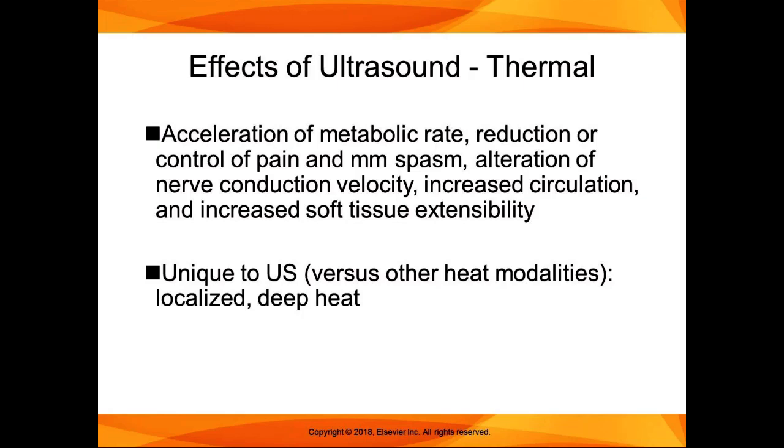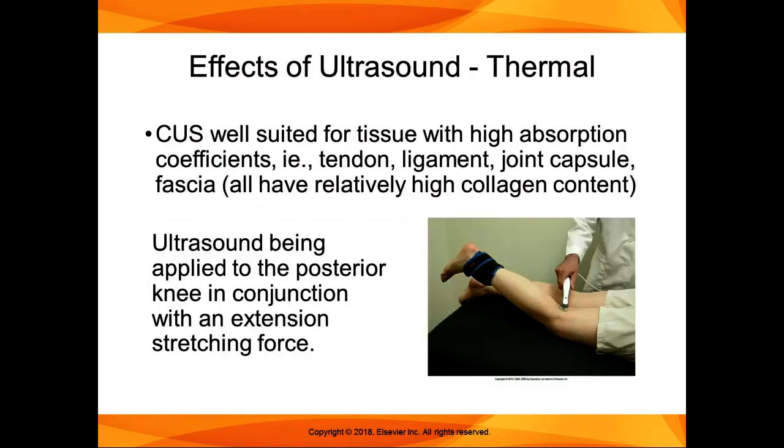So for thermal effects of ultrasound, we accelerate the metabolic rate, reduction or control of pain and muscle spasm, alteration of nerve conduction velocity, increased circulation, and increased soft tissue extensibility. Unique to ultrasound versus other heat modalities, it's more localized, and it's deeper. Okay? So continuous ultrasound is well suited for tissue with high absorption coefficients, such as tendon, ligament, joint capsule. All of those have relatively high collagen content, and they are going to absorb a lot of the ultrasound.